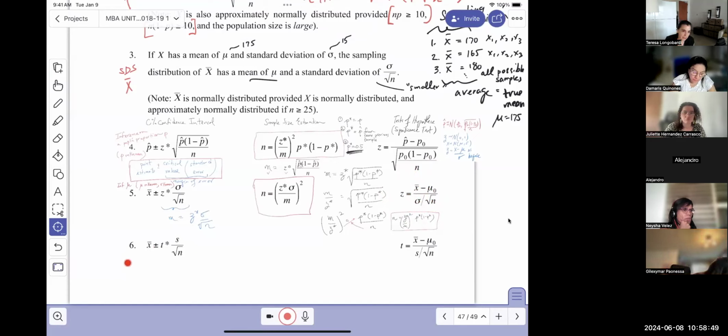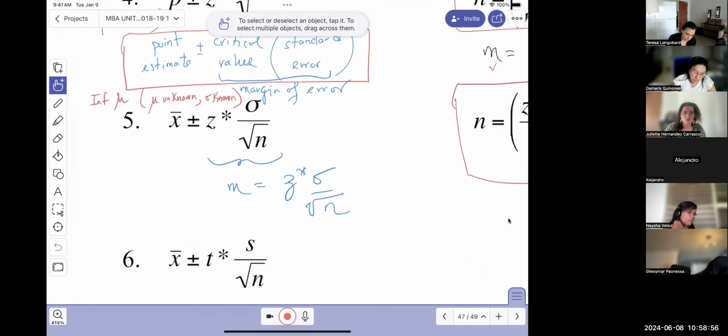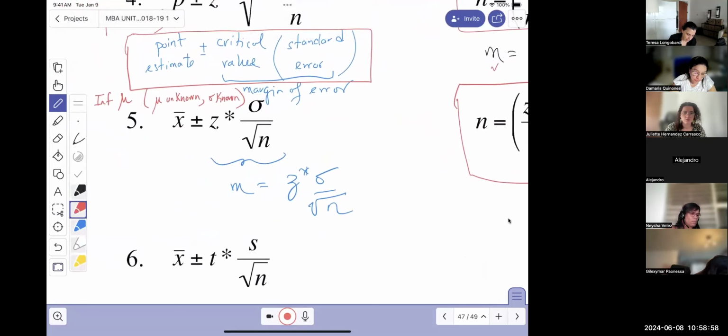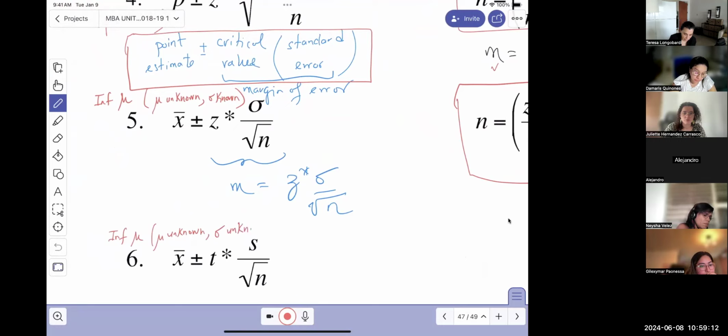All right, so we are on the last row. And what we're doing here is inference on the population mean mu. Obviously, mu is unknown. But also sigma is unknown. So this is the most realistic situation when you conduct a study about a population you don't know.